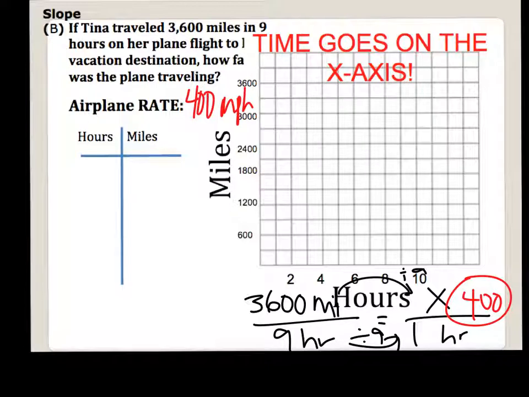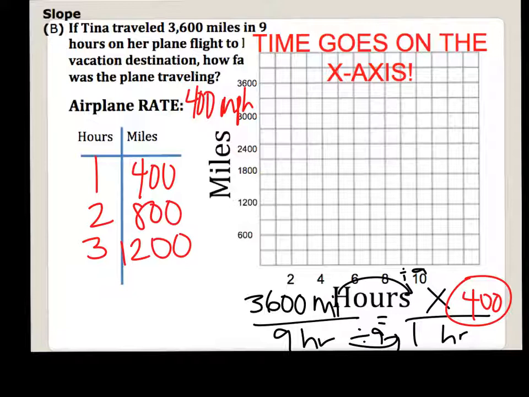Now we need to fill out our table. Okay, I know that 1 hour is 400 miles. That means 2 hours would be 800, 3 hours would be 1,200, and so on. We could keep going. I'm going to jump all the way to 9 because we were told that 9 hours was 3,600 miles. Now I'm going to plot these on my graph.